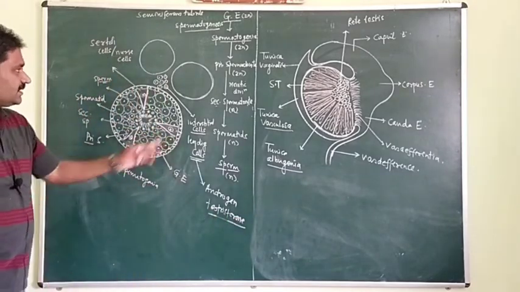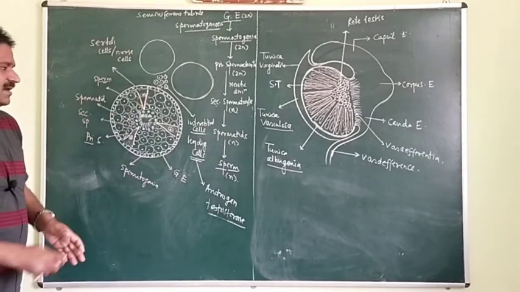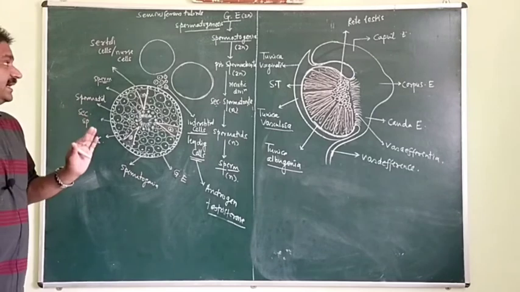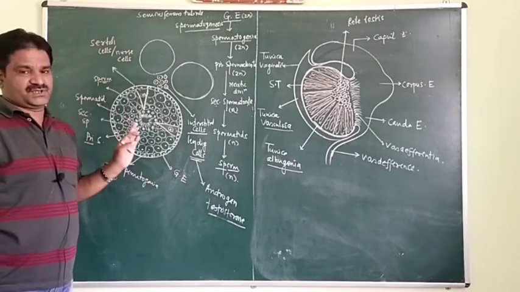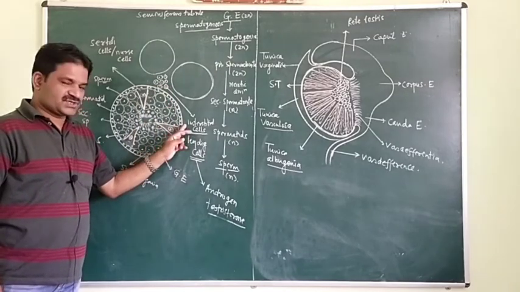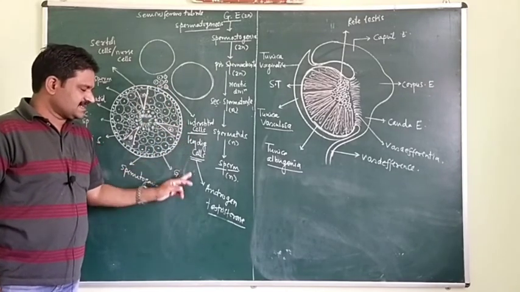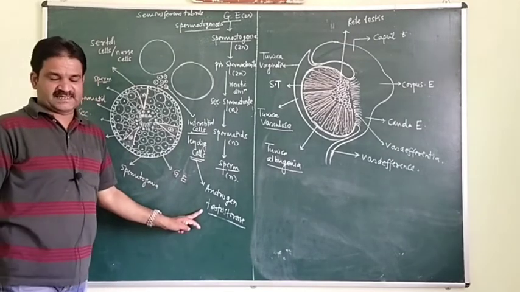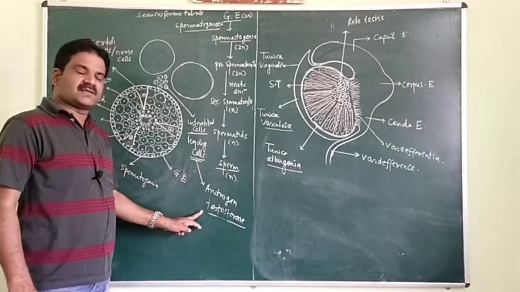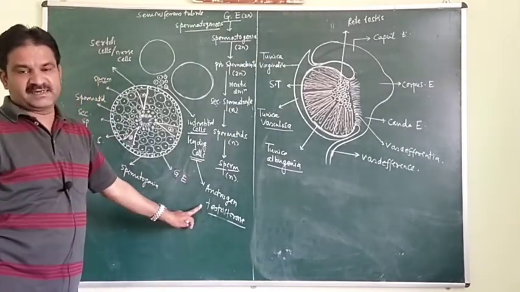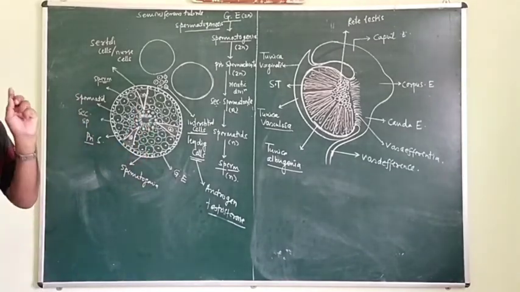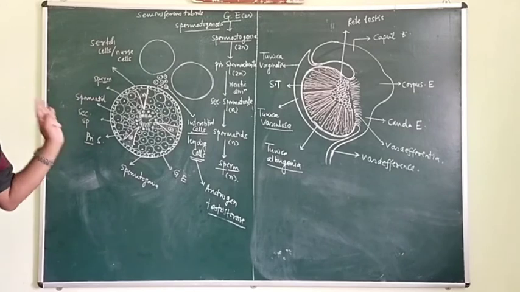These interstitial cells or Leydig cells are the endocrine cells which are located outside the seminiferous tubule in the connective tissue of the testis. These cells secrete the hormone testosterone. Testosterone is called the male sex hormone, and it is responsible for the secondary sexual characters in males. In this way spermatogenesis takes place inside the seminiferous tubule.